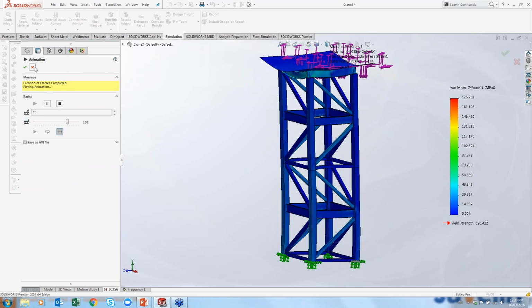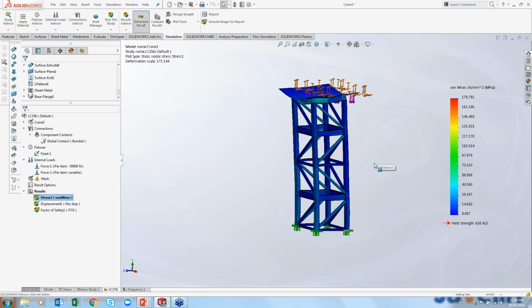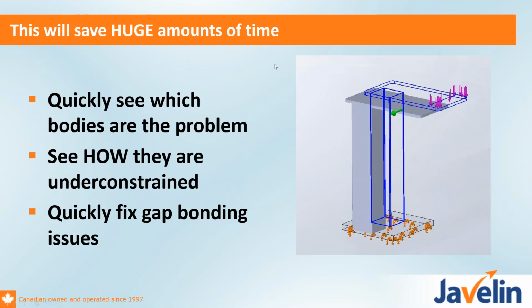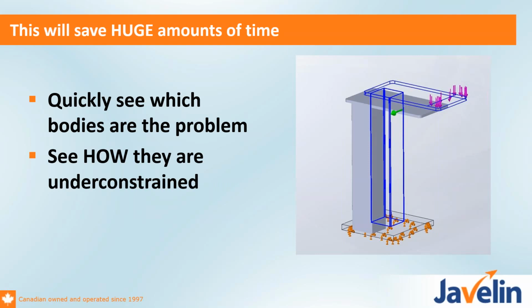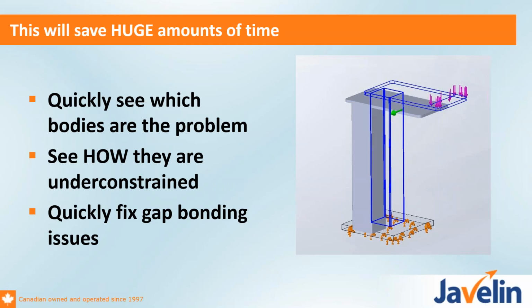And to be honest, guys, I think this Find Under Constrained Bodies tool is one of the nicest additions we've had to simulation in the last 5 years or so, and I hope you guys agree with that. Now we'll go back to the screen. This Find Under Constrained Bodies tool lets you quickly find out which bodies are causing you problems, how those bodies are under constrained, so translational or rotational modes, and finally being able to quickly fix any issues caused by gaps in the bonding with the new bonding options.